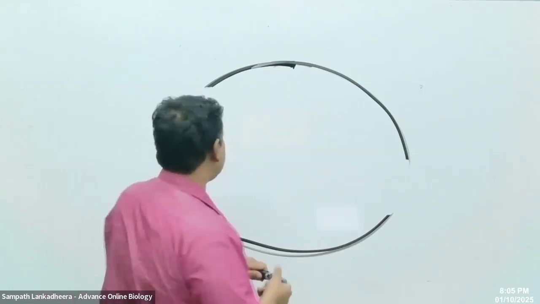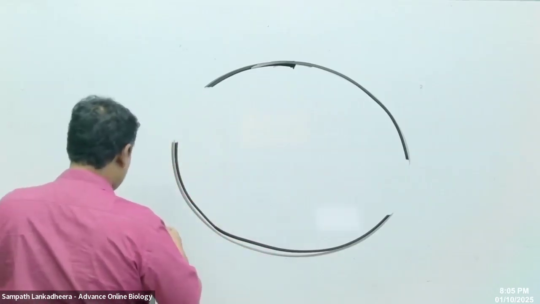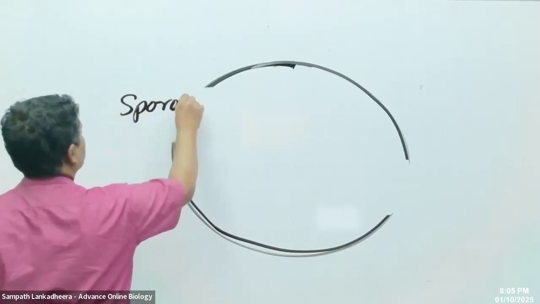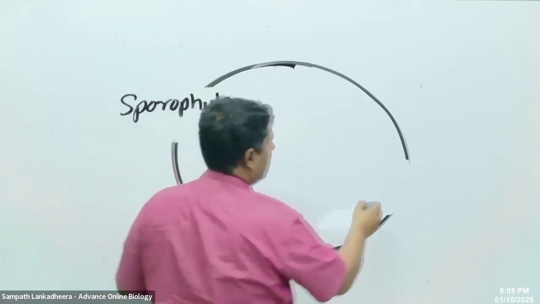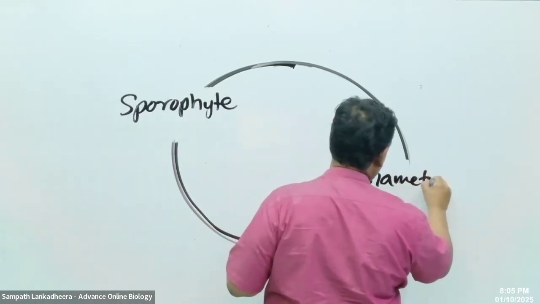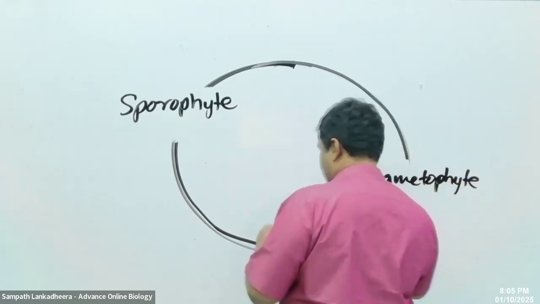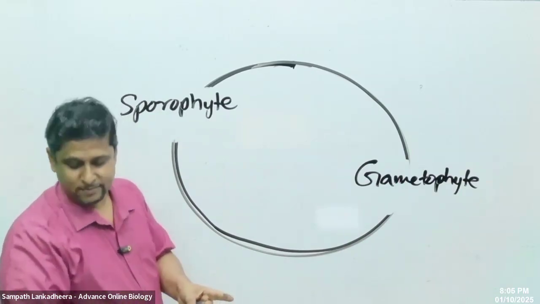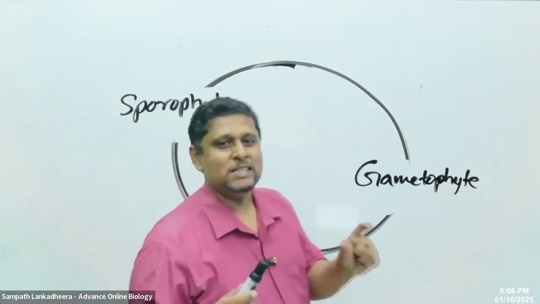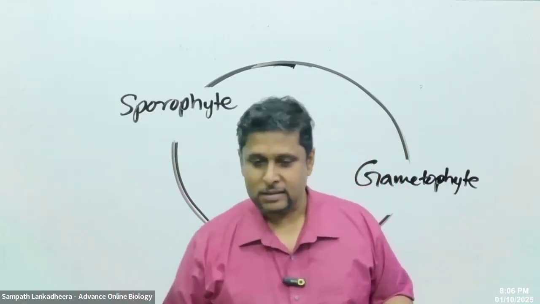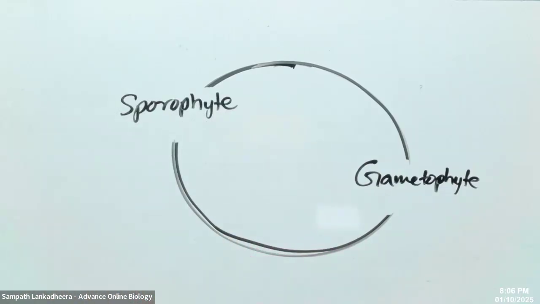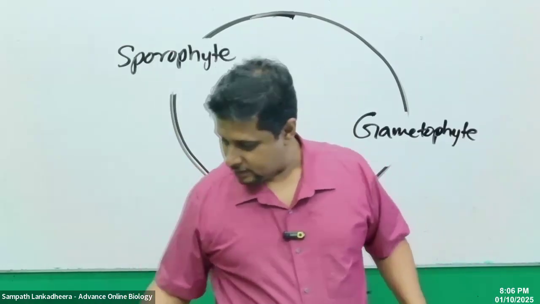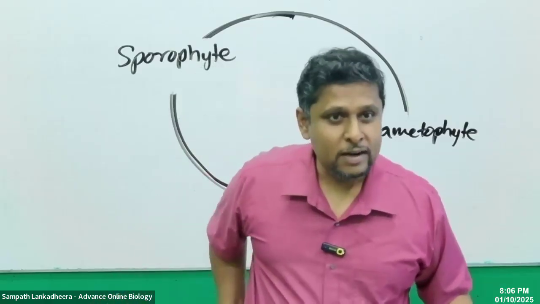Now, I think you know the difference between these two stages. One of the stages you call the sporophyte. The other one we call the gametophyte. So there are two stages: the sporophytic stage and the gametophytic stage. What makes a difference? We can see a difference in the ploidy level.